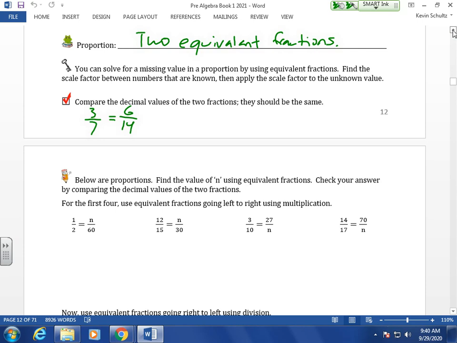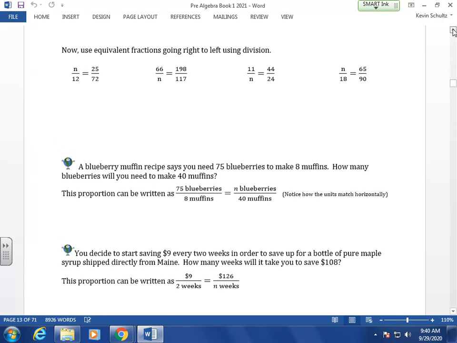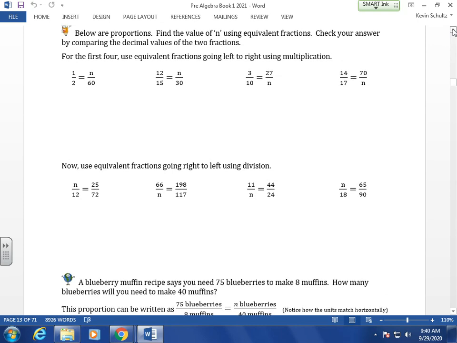In context, you might say that winning 3 out of 7 games is the same percentage as winning 6 out of 14 games. 6 is more than 3. In fact, it's double 3, but 14 is also double 7. So you really did the same thing. That's a proportion. Two equivalent fractions are proportions. And so where we're building here is solving for an unknown value in proportions. It says below are proportions.